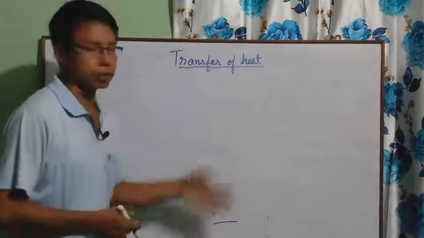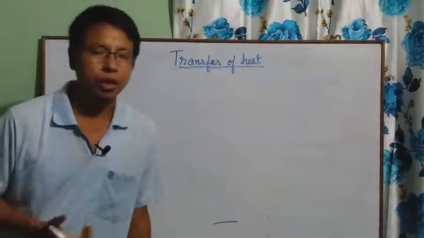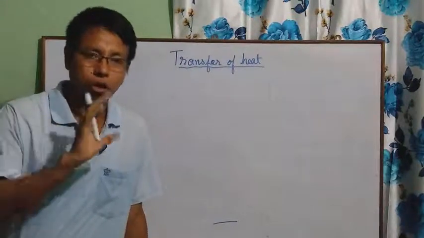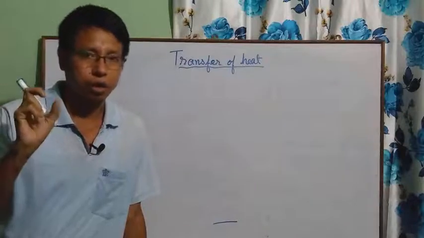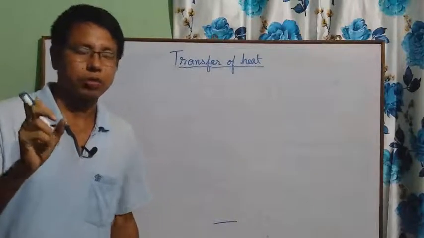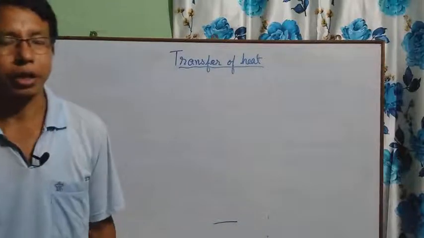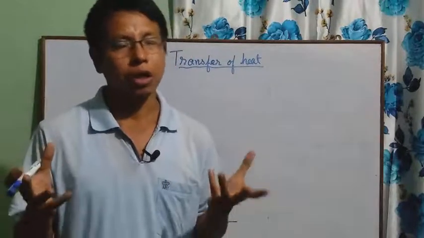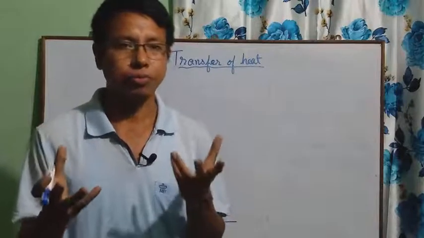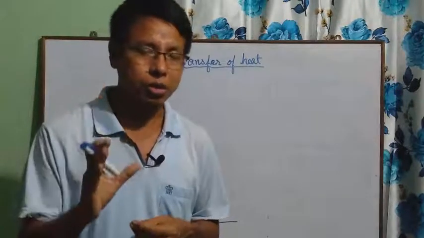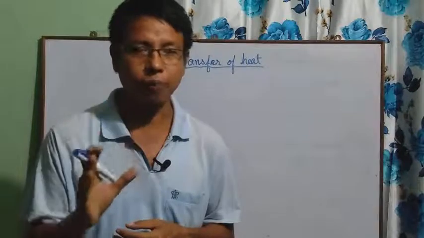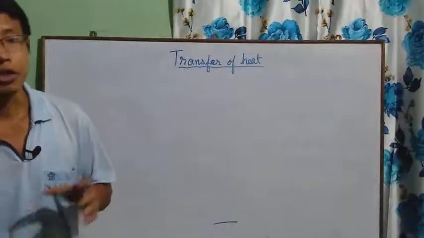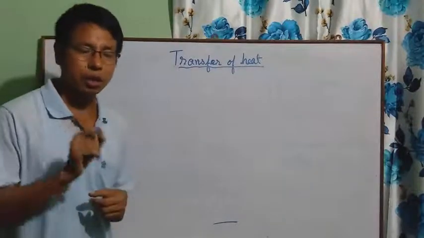As we know, in our surroundings or in nature, heat is always transferred from the hotter area to the colder area. It may be within the same object, or between different objects, or in a place. So heat always moves from the hotter area to the colder area. There are three different ways in which heat is transferred.